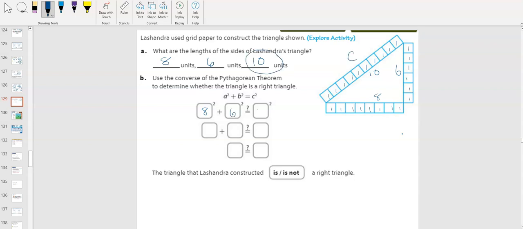So 8, 6, and 10, 64, 36, and 100. And then I add these together. 6 and 4 make 10. That's 100 equals 100. Is that true? Yes, it sure is. So this is a right triangle.